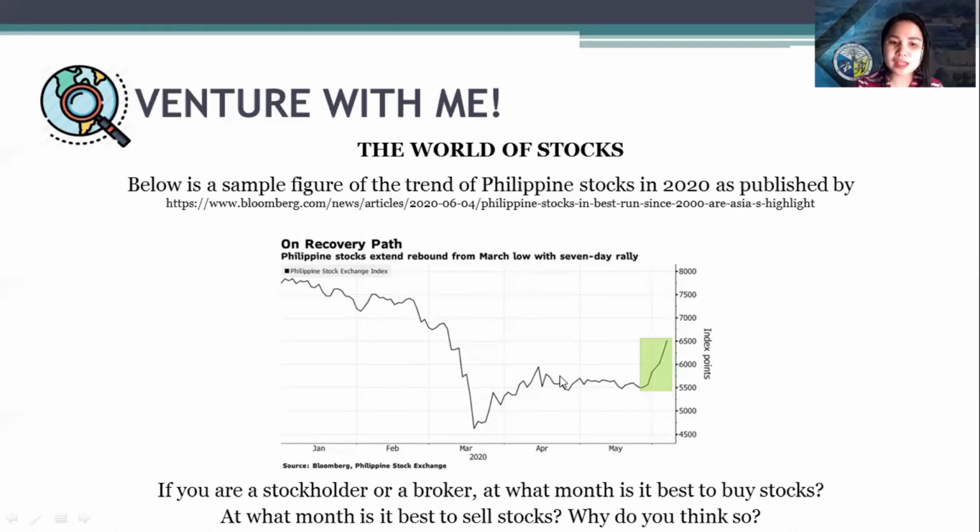If you are a stockholder or a broker, at what month is it best to buy stocks? And at what month is it best to sell stocks? And why do you think so? You might think that you don't want to sell your stocks when it's at the lowest point. Selling price is very low. You want to sell stocks when it's very high. And you also want to have a low buying price, right? So you want to buy stocks when the price is really low.